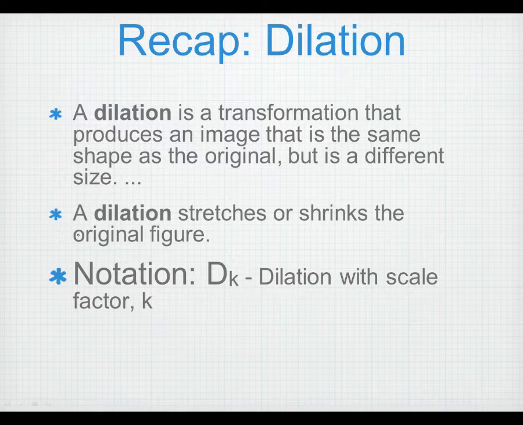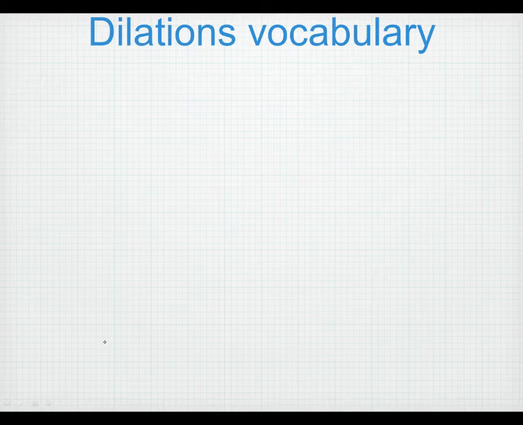Next, the notation is D_k. D stands for the dilation, and k indicates the scale factor. It indicates the scale factor. For example, say that D_2 is written. That means the original shape is dilated by 2. It's an example. Next, already in the previous class we discussed the vocabulary, the new terms.